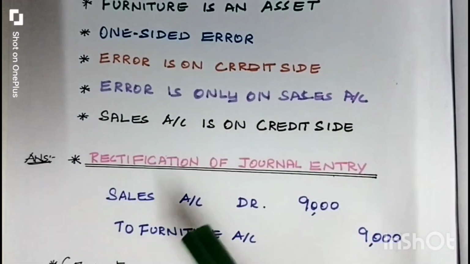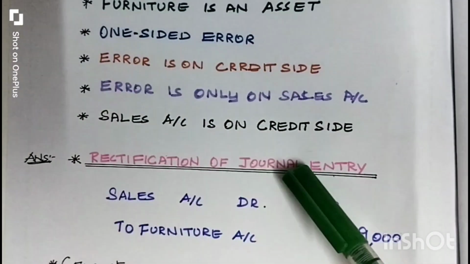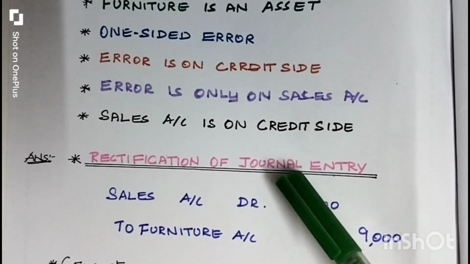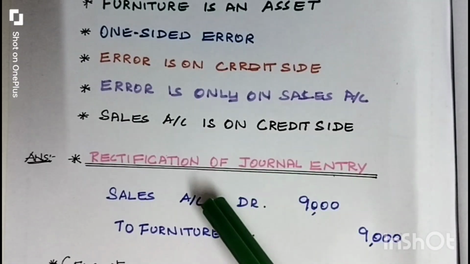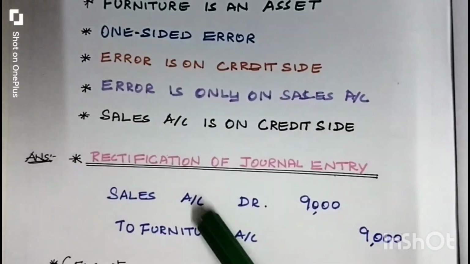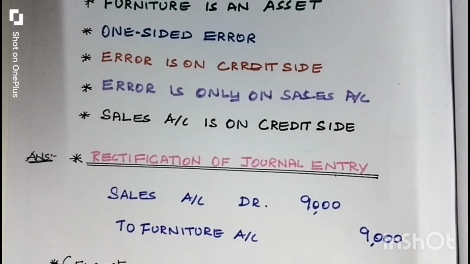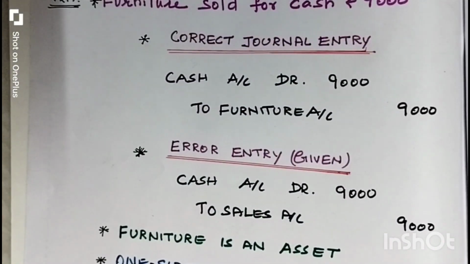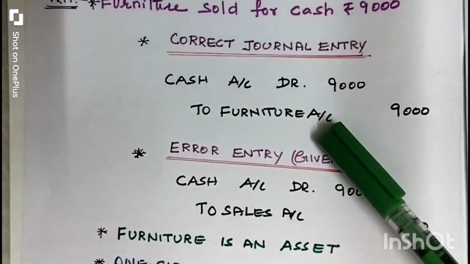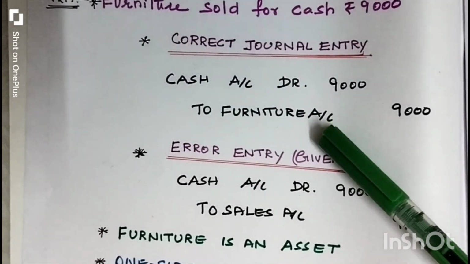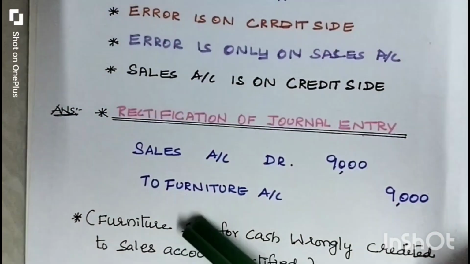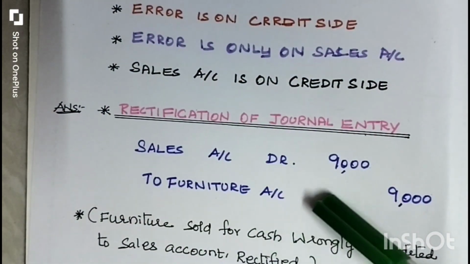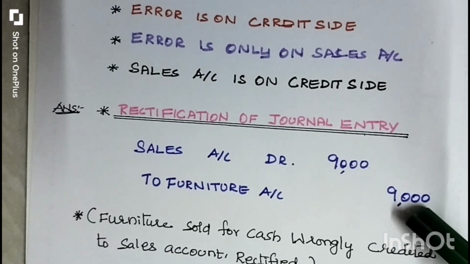Whenever you prepare the rectification of the journal entry, first you have to enter the correct account on the correct side. So which account is the correct account, and on which side? The furniture account, credit side, is the correct account. So first we enter the furniture account on the credit side. To furniture account, 9,000 rupees we entered.